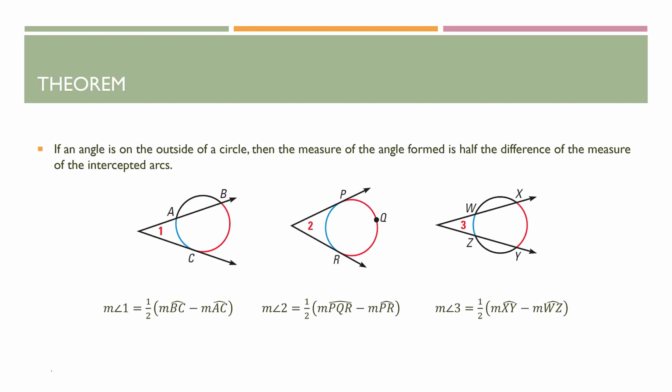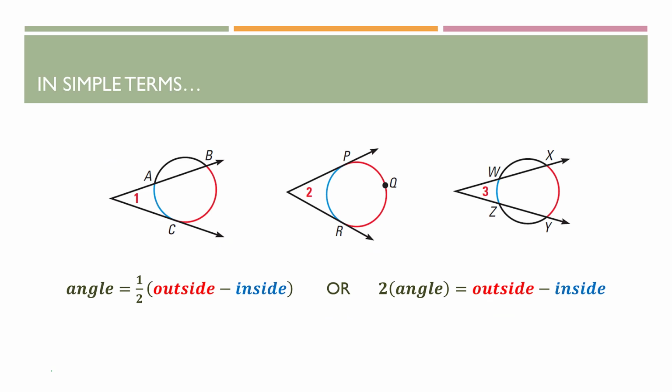So here's our theorem for the day. If an angle is on the outside of the circle, then the measure of the angle formed is half the difference of the measure of the intercepted arcs. But let's just simplify that down a little bit. So in the simplest terms, the angle is half the outside minus the inside arc, okay? Or this red one minus the blue one.